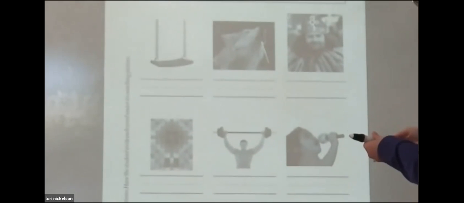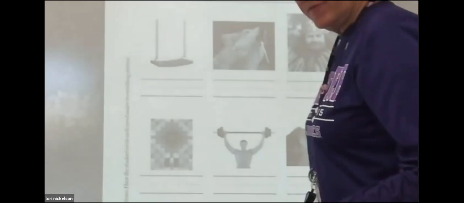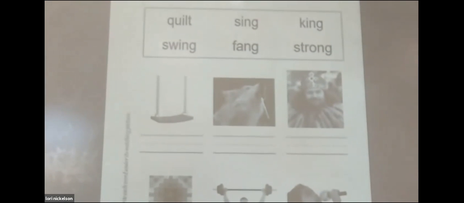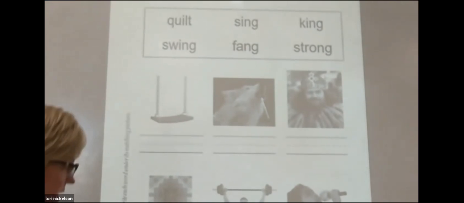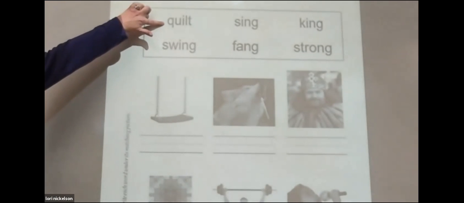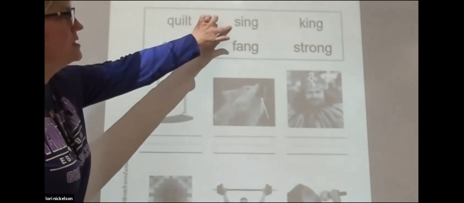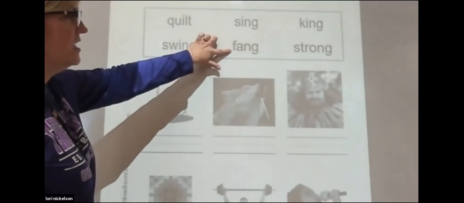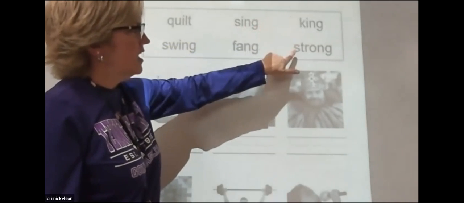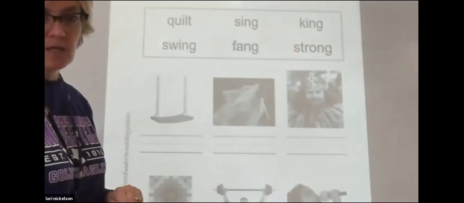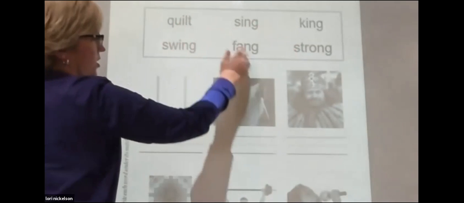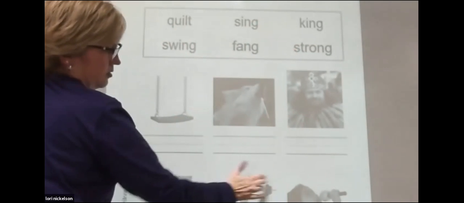All right, so you guys have seen these before, where you have the words at the top and you have to put them with the correct picture that corresponds with it. Let's go over these words. We have the word quilt, swing, sing, fang, king, and strong. So you are going to place the words where they go here, okay?